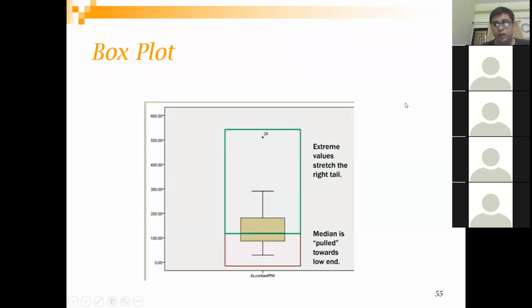Okay. So why is it called a 5-point summary? Because here we are seeing the median, the quartiles, the percentiles, the outliers. So there is the 5-point thing.